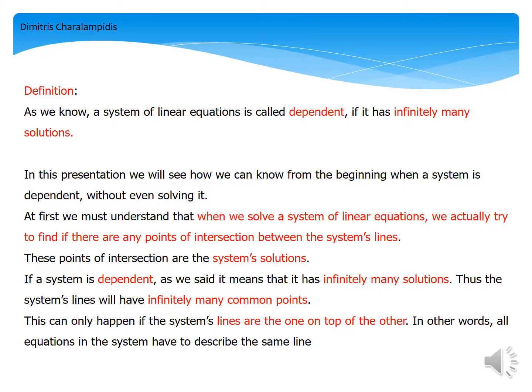solving it. At first, we must understand that when we solve a system of linear equations, we actually try to find if there are any points of intersection between the system's lines. These points of intersection are the system's solutions. If a system is dependent, as we said, this means that it has infinitely many solutions. Thus, the system's lines will have infinitely many common points. And this can only happen if the system's lines are the one on top of the other, or, in other words, if all equations in the system describe the same line.